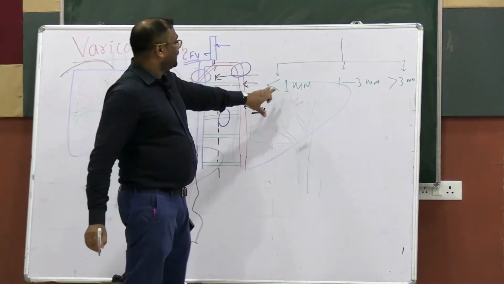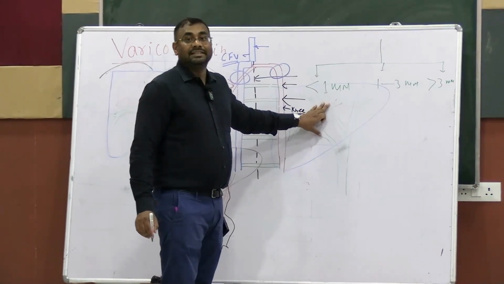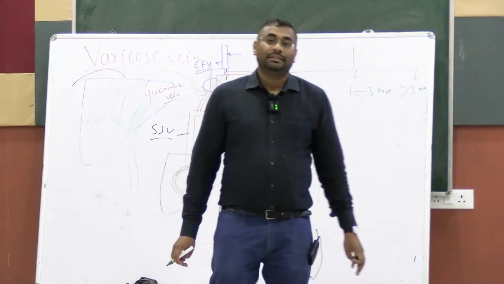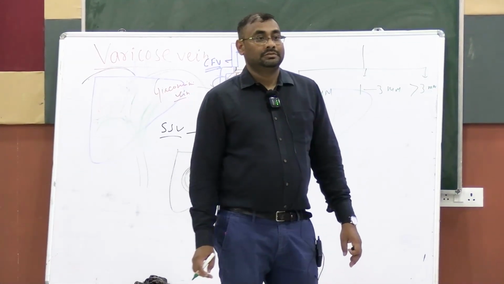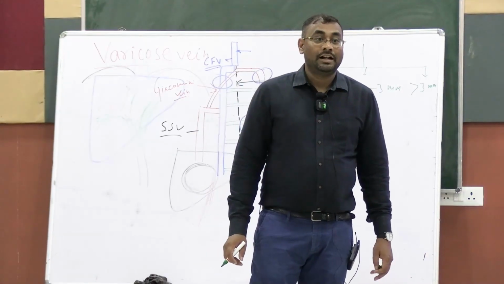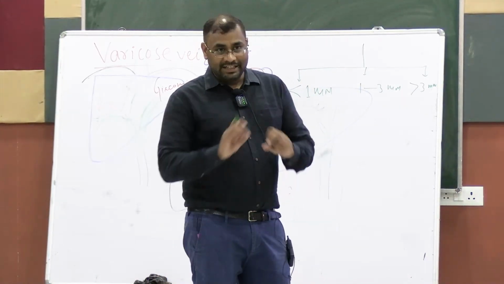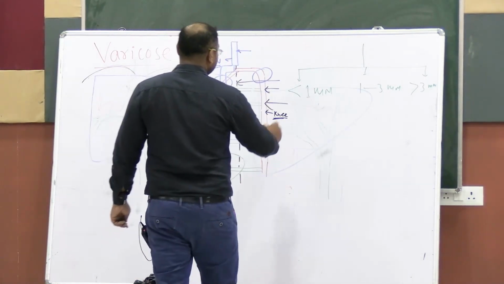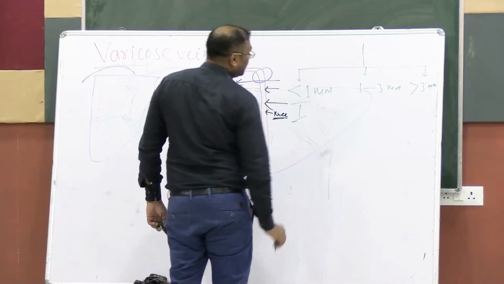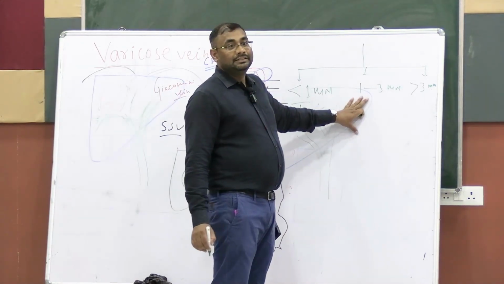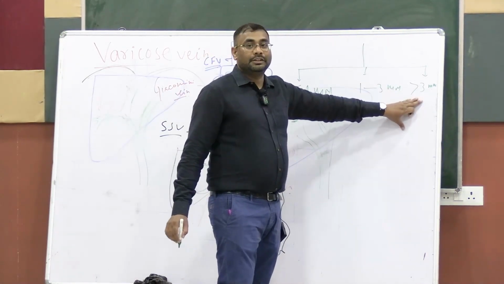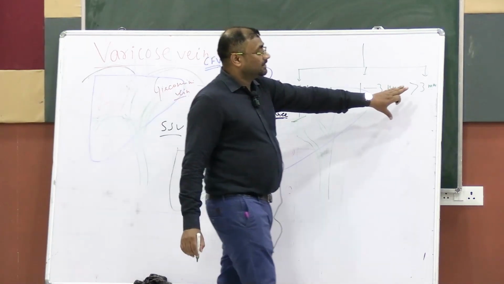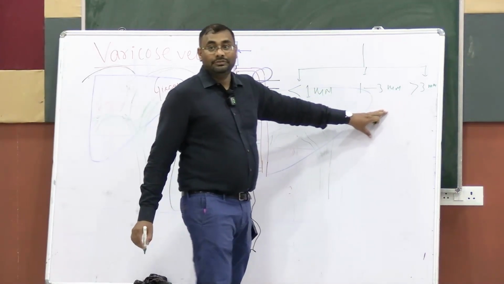So less than 1 mm is known as telangiectasia, also known as, what is the other name? Hyphen vein and thread vein, okay, so this is telangiectasia. This one is the reticular vein and this is varicose vein, they ask. So this is telangiectasia, this is reticular vein, this is varicose vein, okay, fine.